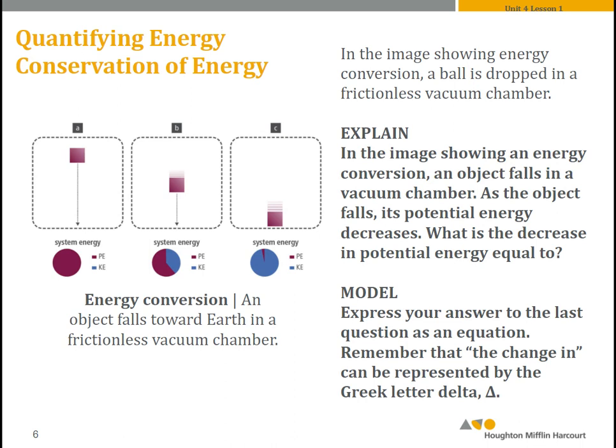Okay, so how can we represent this by an equation? Well, if the decrease in potential energy equals the increase in kinetic energy, then we can write this equation. The change in potential energy equals negative the change in kinetic energy. Or it could go the other way around: multiply both sides by -1. You can say the increase in kinetic energy equals the decrease in potential energy.